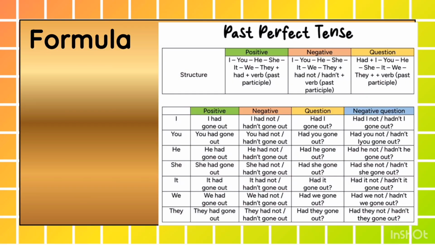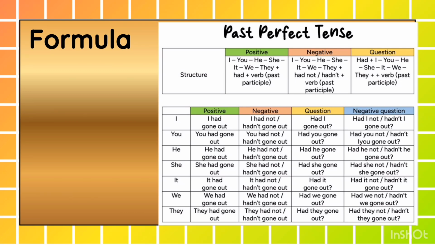And here we have the formula for the past perfect tense. The structure for the positive is I, you, he, she, it, we, and they plus had plus the verb in past participle. Negative is I, you, he, she, it, we, they plus hadn't plus the verb in past participle. And in the question is had plus I, you, he, she, it, we, and they plus the verb in past participle.